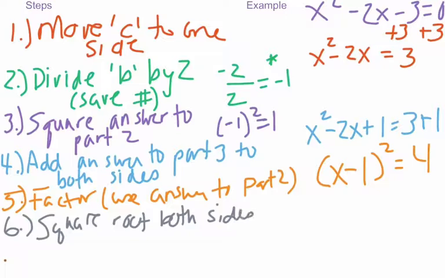So I'm going to square root this and I'm going to square root this, but remember that you have to have the plus and the minus, because what you've got here is something squared gives you 4, and there's actually two things that will work there. When you square root both sides, if you square root something squared, you will get whatever's inside.